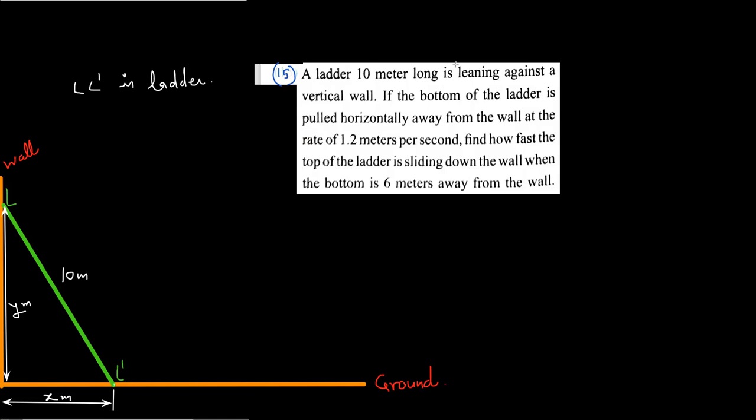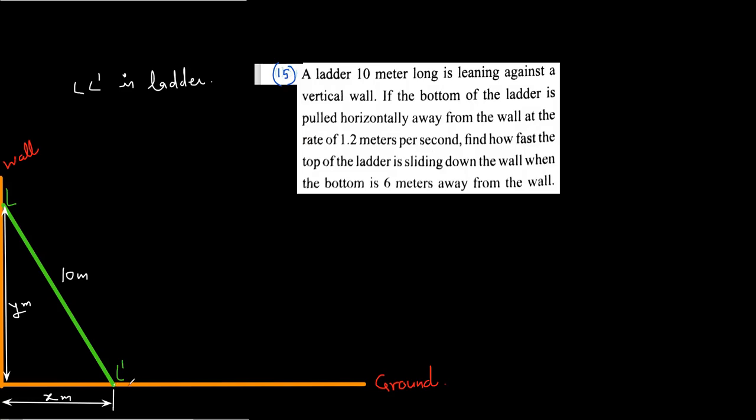It is pulled away from the wall, in this direction. Now you know if you are pulling L dash in this direction, what will happen? This L will come down, because the length of the ladder will not change. So what I need to understand is they're saying that this L dash is pulled away from the wall at a rate of 1.2 meters per second.